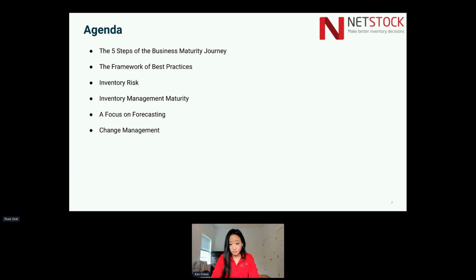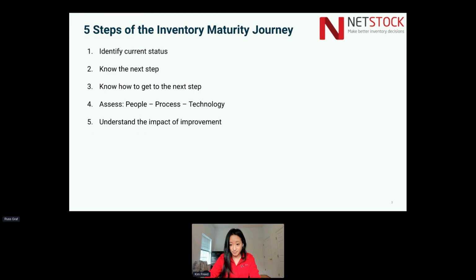Quick agenda. We're going to cover the 5 steps of the business maturity journey, actually specifically the inventory component of that. We'll talk about that within a framework of best practices, cover a quick discussion of some fundamental topics of inventory risk, which is what this is really about managing. And then we'll dive in more deeply into the maturity curve itself within inventory planning and management. We'll take a quick segue into a subset of that, which is on forecasting, and then we'll wrap it up with some change management topics.